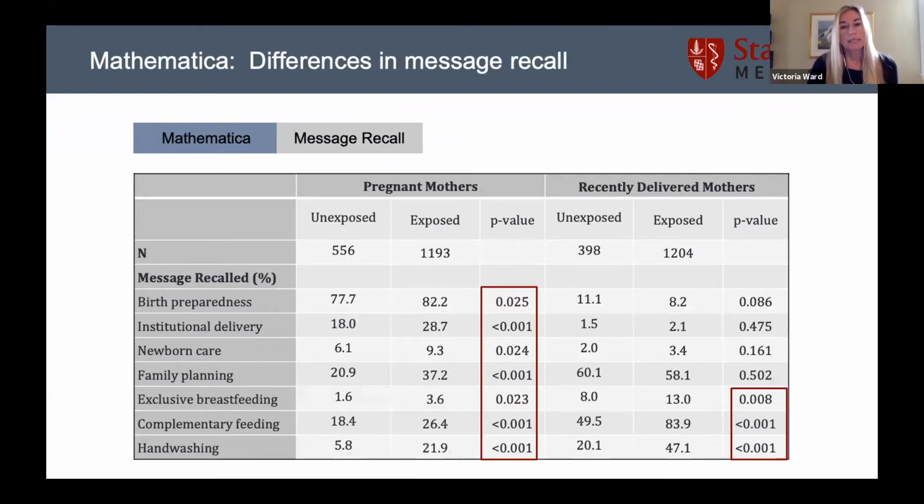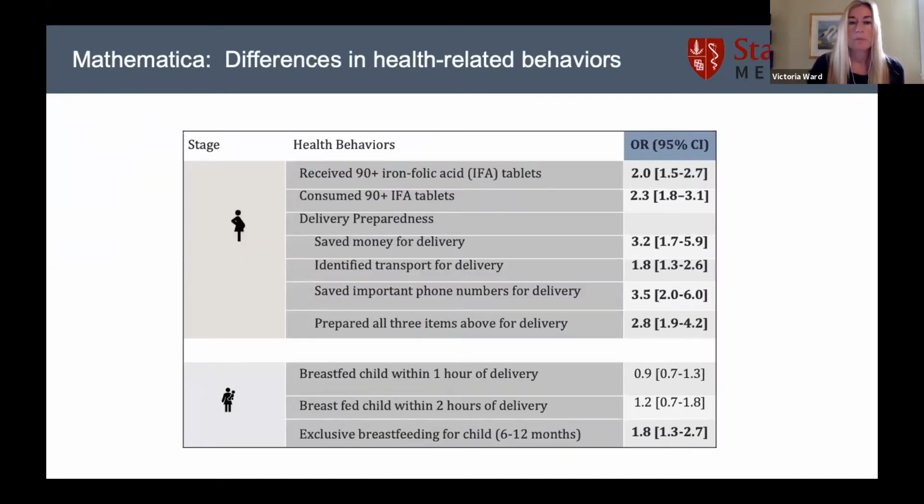When we look at the Mathematica data, so this true evaluation using the DID framework, we can look at message recall. So women who were asked whether they remembered hearing about specific messages across the continuum of care. And you see that women who had been exposed to the tool more frequently remembered those messages than women who were unexposed, and that was across most of the messages. For recently delivered mothers, they remembered exclusive breastfeeding, complementary feeding, and hand washing messages, but most likely were not exposed to those messages about birth preparedness because it was not applicable.